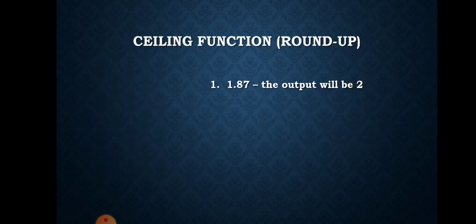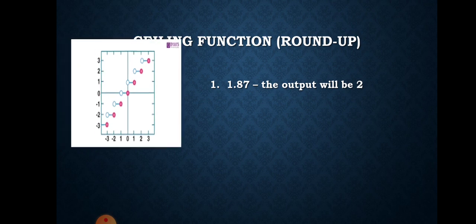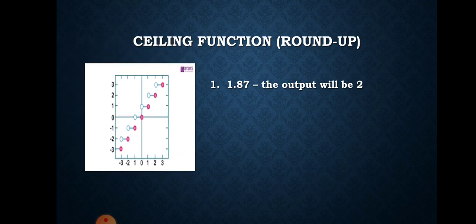Punta naman tayo sa ceiling function o round up. Ang ating shadowed hole ay nasa kanan, ang ating open hole ay nasa kaliwa. Kung makikita nyo po, yung pula po ay nasa kanan, that is the shadowed hole, tapos yung nasa kaliwa niya, yung open hole. Let us try to point out what 1.87. So dahil ceiling function, ko-convert po natin yung output niya sa 2 kasi round up.